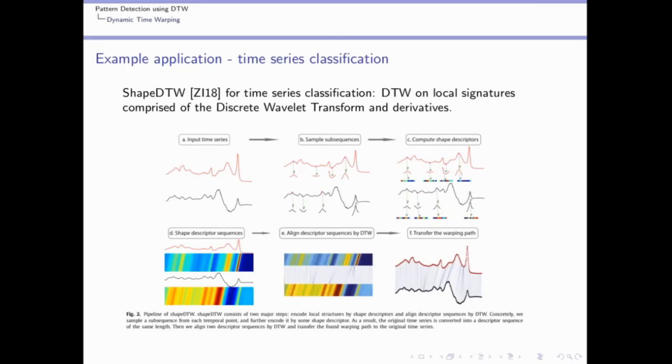Each of these descriptors comes with a metric, and we compare them using the sum of the metrics on each of those descriptors, and we can use that as our cost function for the dynamic time warping.